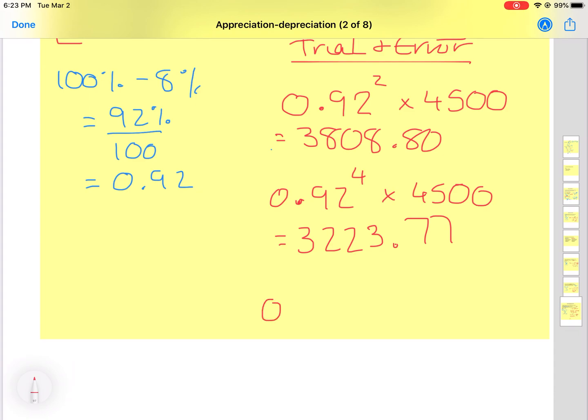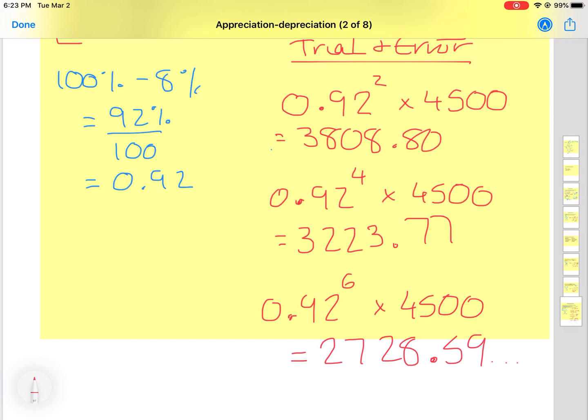What about if we tried then, and again you can just keep trying them, let's try 6 maybe, go up by another 2. 0.92 to the power of 6 times 4,500. Now that gives me 2,728.59 and so on. So that's given me a number below 3,000, which is what I was looking for. But as you can see, I've gone from 4 years straight down to 6 years.